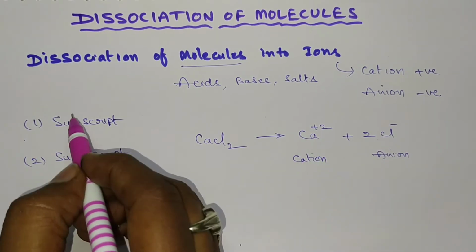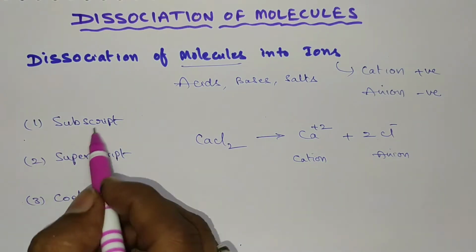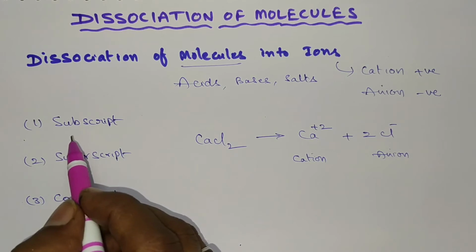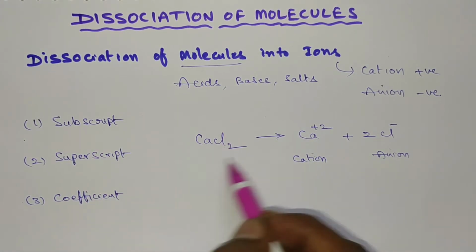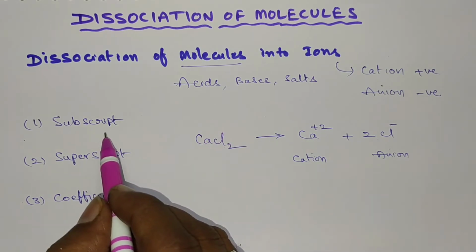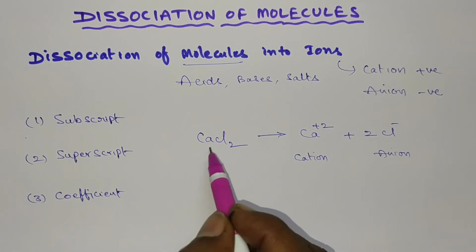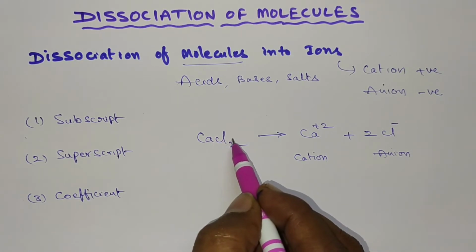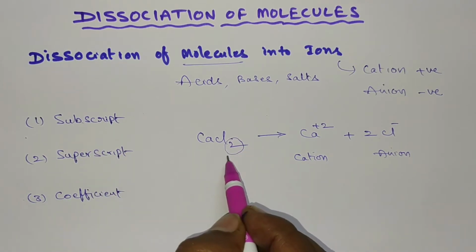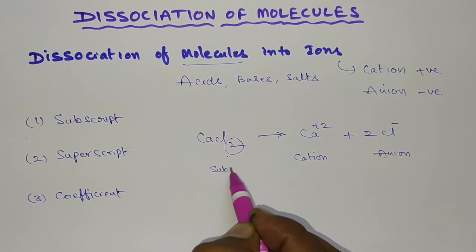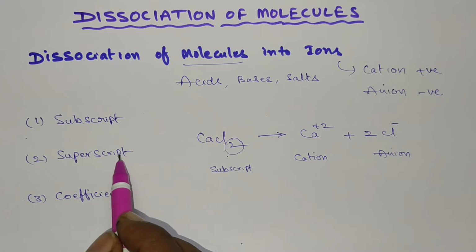Now, first of all we have to define subscript, superscript and coefficient. What is meant by subscript? Subscript means the number which is written at the lower portion of the molecule. The number which is written at the lower portion of the molecule is called subscript. Suppose if you take calcium chloride, here 2 is written at the lower portion of the molecule. So, this one is called subscript.